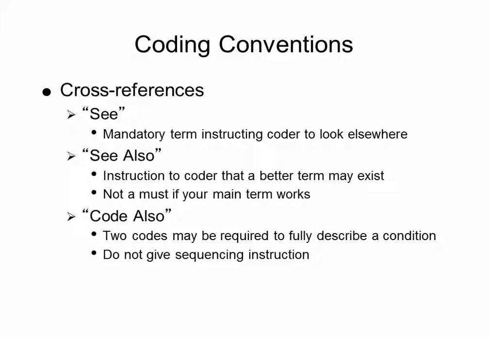Code also. Code also is when you may need to have more than one code to fully describe a condition. Okay? When it says code also, it is not giving you sequencing information. So it's not telling you that you need to put one code first and another code secondary. All it's telling you is that you have to have more than one code in order to fully describe the picture of what's in front of you. That's all. It doesn't give you any sequencing information at all. None whatsoever. Okay?